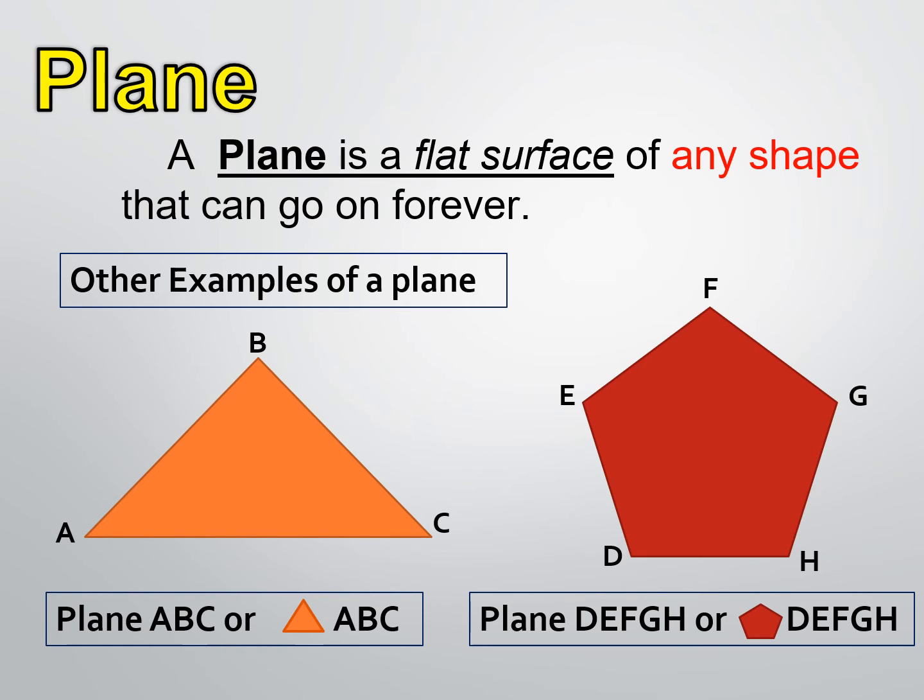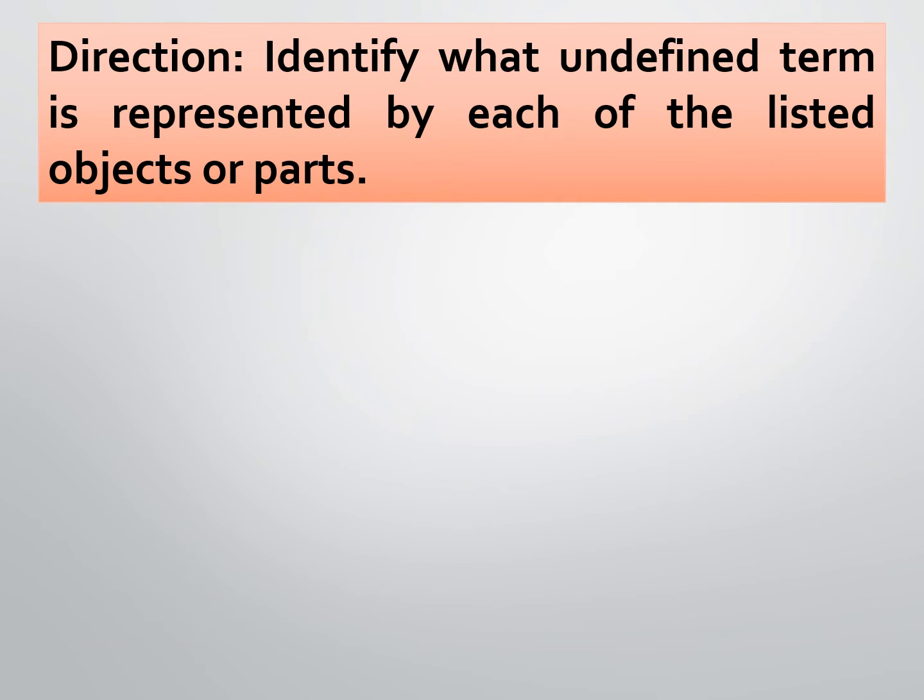Questions? None. So let's proceed to this one. Let's try if you really understood the concepts. Direction: identify what undefined term is represented by each of the listed objects or parts. First, sun rays. Correct, that's a line.